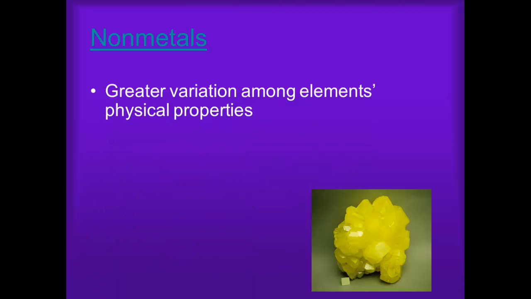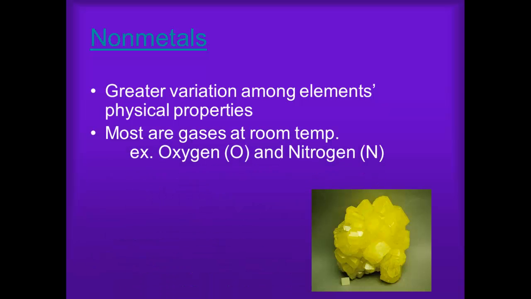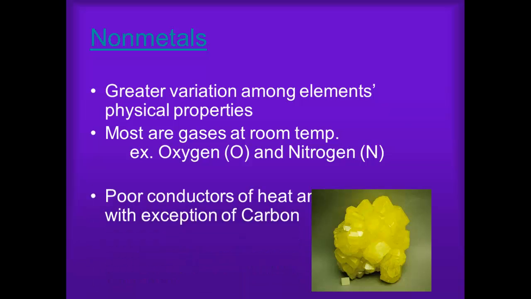The next group I want to look at is the nonmetals, and we've had some experience with these, and we've talked a little bit about these. So there's a much greater variation among the elements in their physical properties and chemical properties. The metals tend to all be very similar when you look from one metal to the next, where the nonmetals definitely have a wide variation. Most are gases at room temperature, such as oxygen and nitrogen.